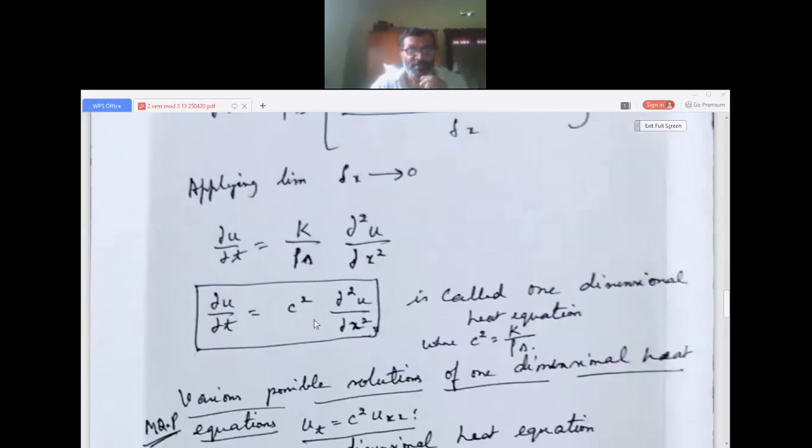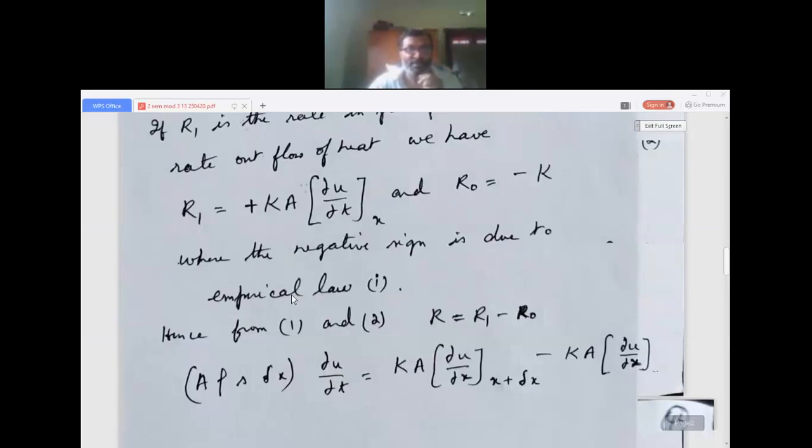This K by rho s is taken as c squared, where c squared is K by rho s, into dou squared u by dou x squared. This is called the one-dimensional heat equation. So I hope it is clear. See, once again, I will just explain.